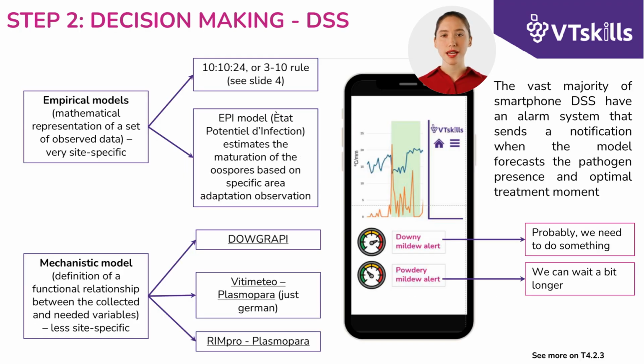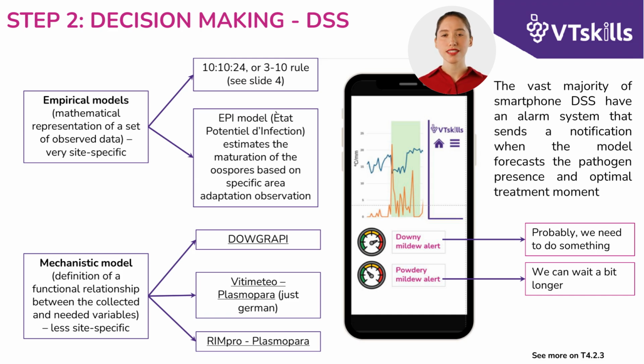For the monitoring and management of grapevine downy mildew, the decision-making phase is based on 2 main approaches: empirical models and mechanistic models. Empirical models are based on the mathematical representation of a set of observed data and are very specific to the application area. The prominent examples include those set out above based on the 10 hours 10 minutes and 24 seconds rule, or the October 10-10 rule, which is based on simple climate thresholds to determine the risk of infection.